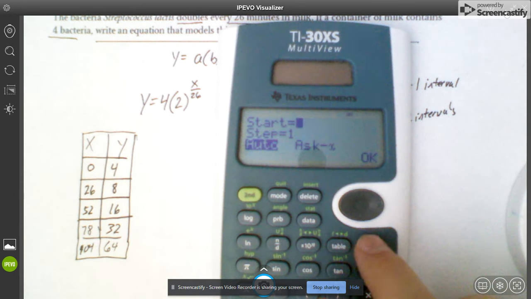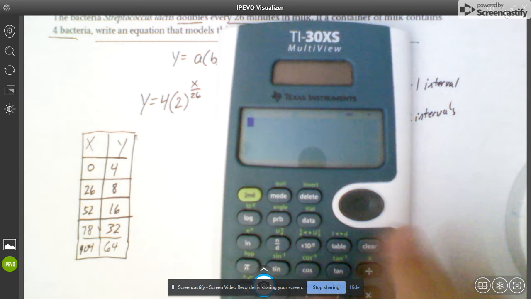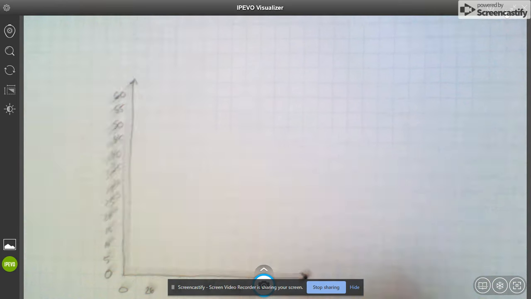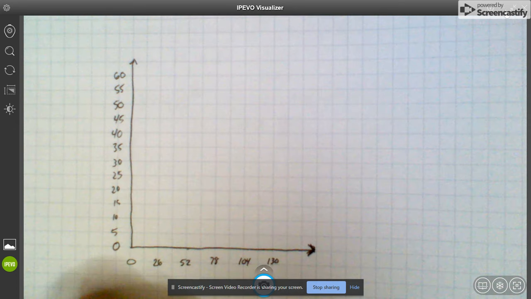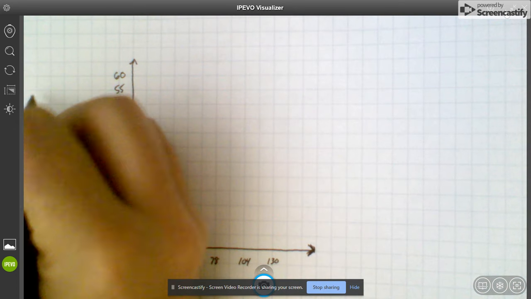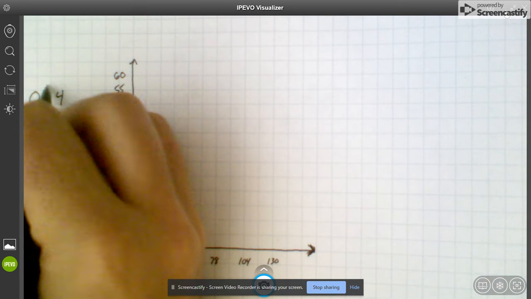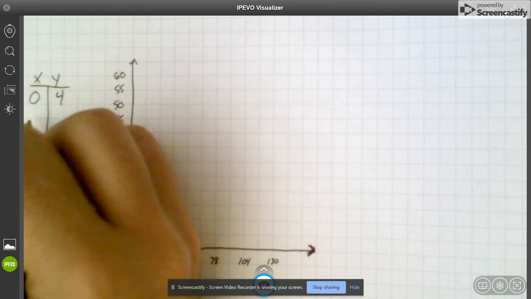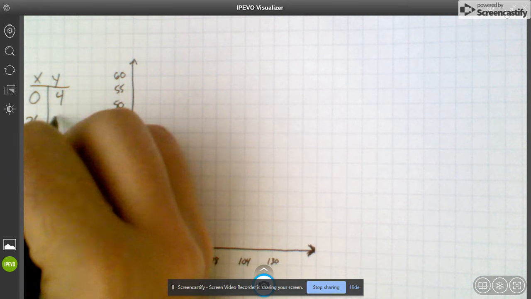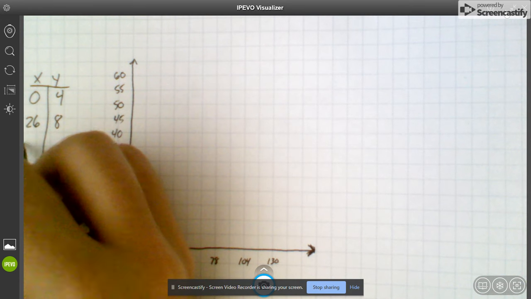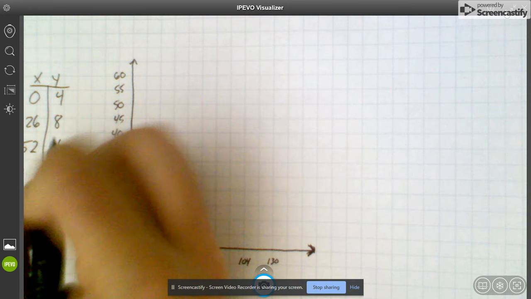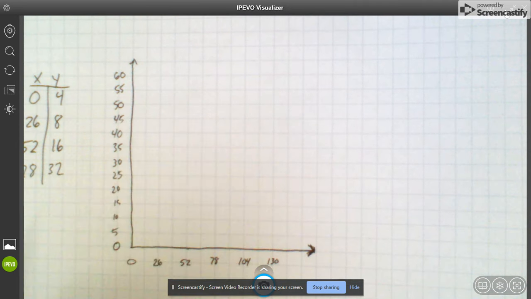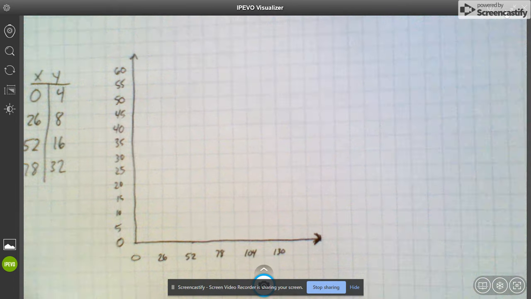All right, so now that I've got my table, I want to graph it. I've already created my chart here, and I'm going to bring my table back over. So it was 0, 4, X and Y. It was 0, 4, and then 26, 8, and then 52, 16, and then 78, 32. We'll plot those and we'll see if we get an idea what's going on before we move on.